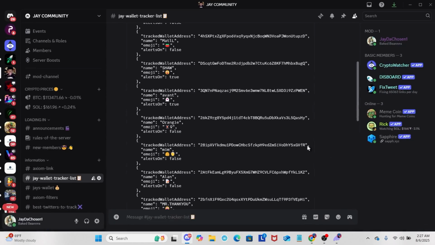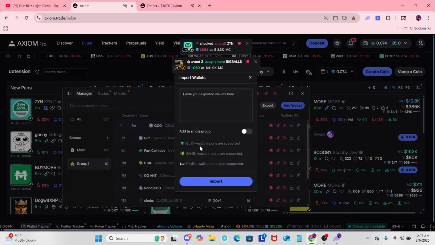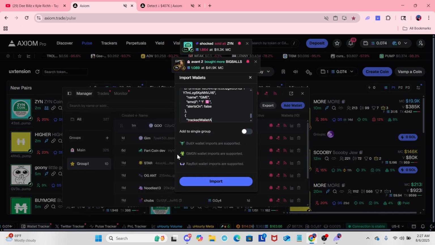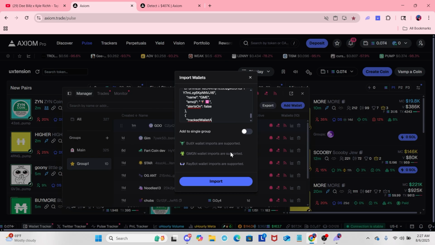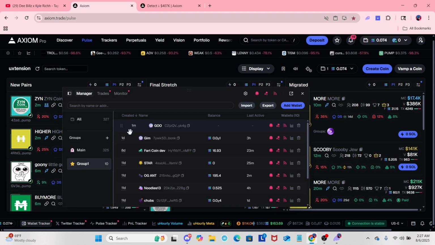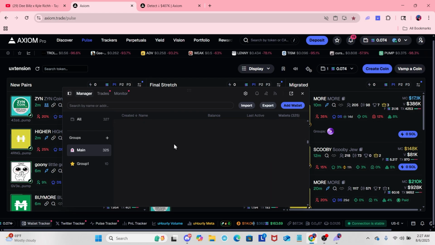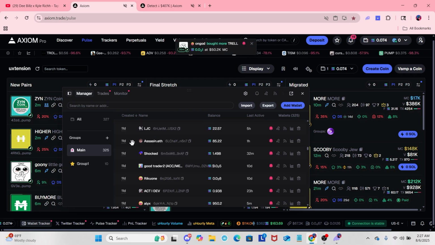All you do is copy and paste all this or download it real quick. Grab it, copy and paste it. You paste it right here. I already have them all in here, so I don't even want to click it because it'll just make it annoying. But just copy and paste it there, import, and it will import all the wallets for you. That's what I did. Look how many wallets I have, 325.